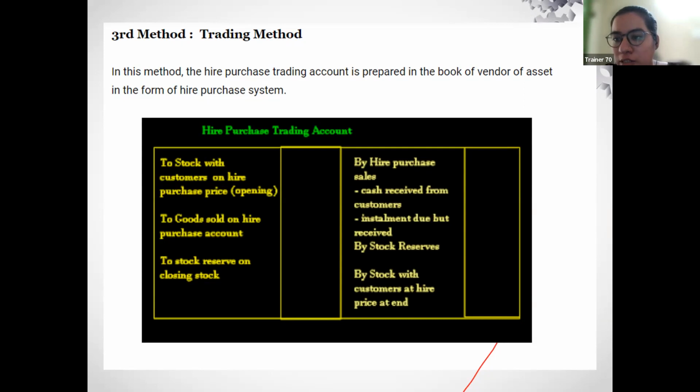What goods additionally you have sold on hire purchase? Out of that, how much cash you have received on this hire purchase? How much installment is due but you have not received it? And at the end, the closing stock: how much goods are still there with the buyers under the hire purchase system? So the complete record of the system is not done in ledger accounts, but it is maintained using the trading account. That is done under the third method, which is known as the trading method.